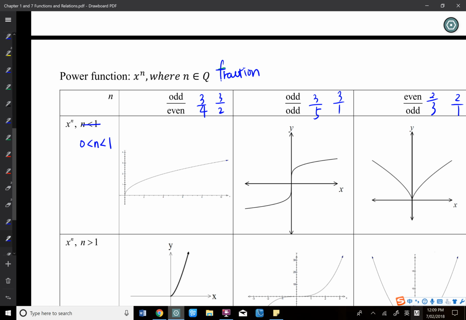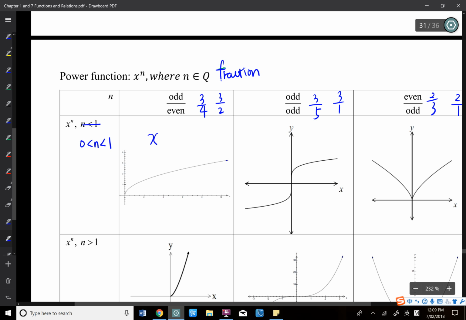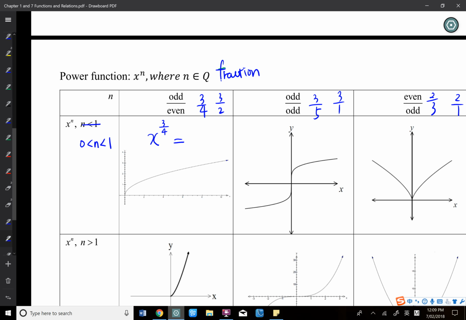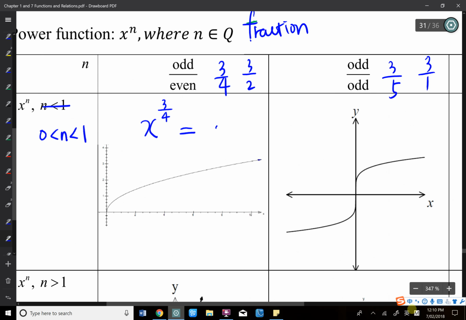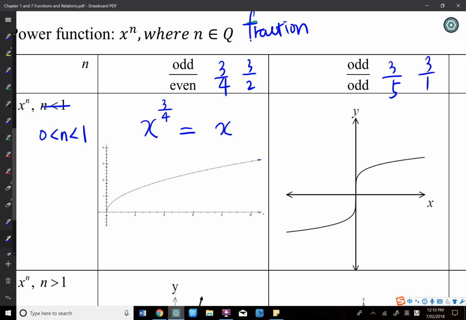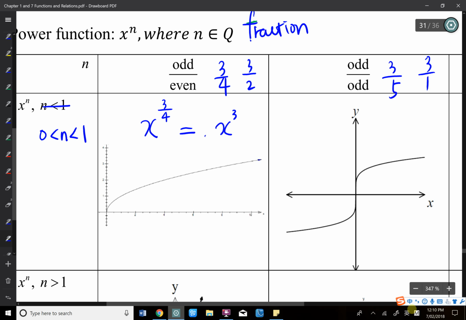Let's think about that. If we have x to the power of 3 over 4, let's think about that. If I was to write it in root form, what's the root form? What does the fraction power mean? x to the power of what? x to the power of 3 over 4: x to the power of 3, and take a fourth root. Okay, that's the meaning of this.